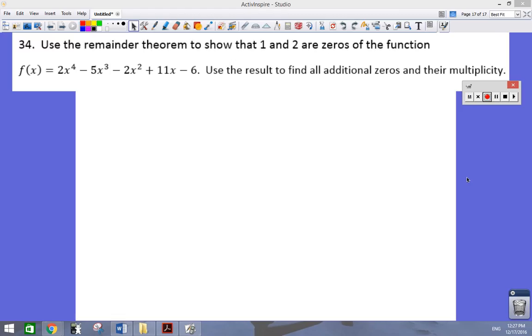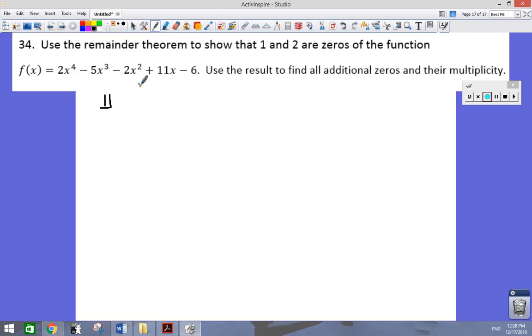Let's take a look at problem 34 of our semester review problems. It's wanting us to use the remainder theorem to show that 1 and 2 are zeros of the function. So really, the factor theorem and the remainder theorem. If 1 really is a zero of this function, if we do synthetic division with 1, then we should get a 0 as a remainder.